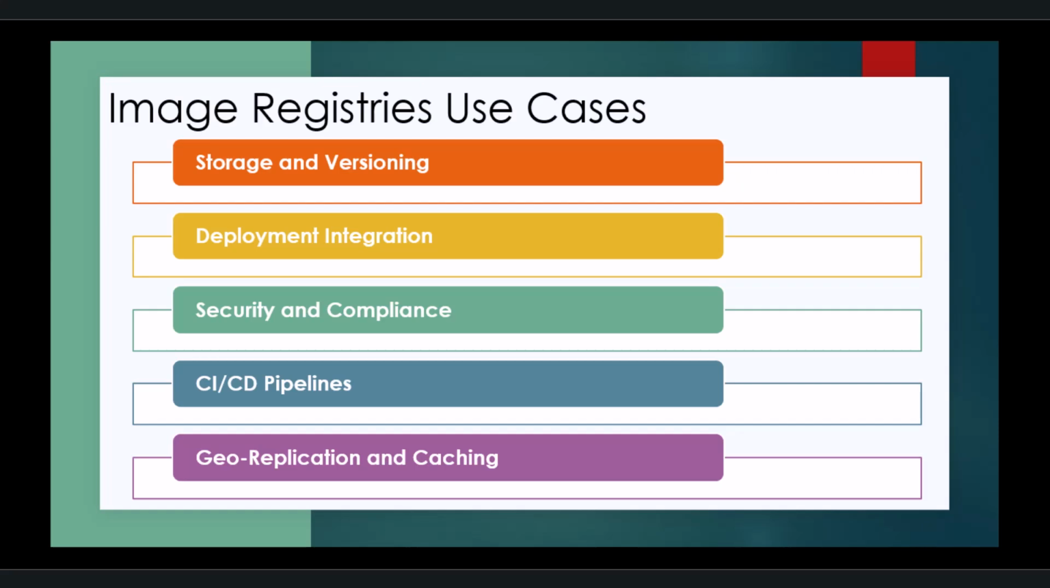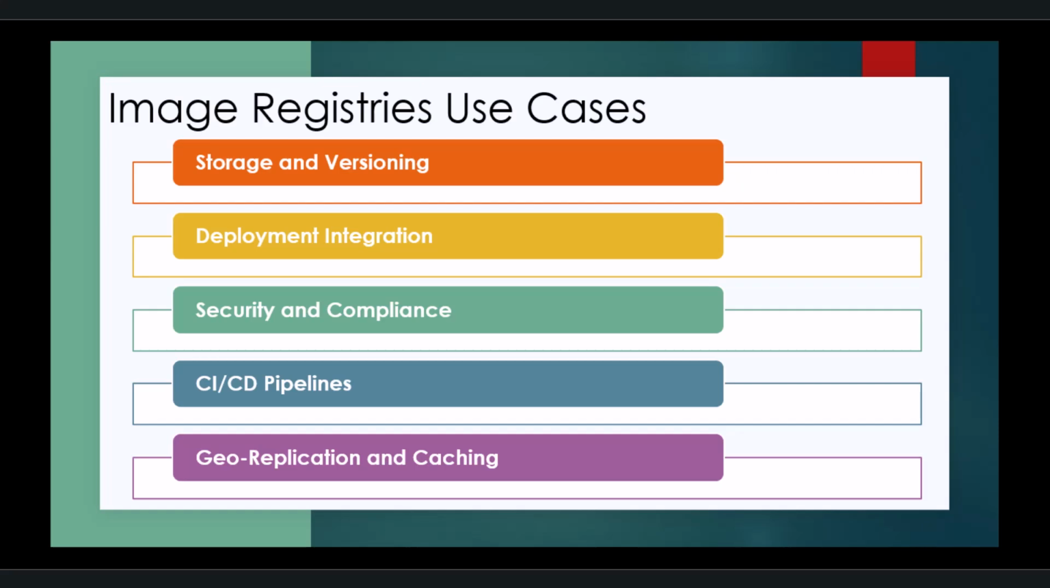Image registries store container images in a structured format, often organized by repositories and tagged versions. This way, developers can maintain multiple versions of the application. They can roll back or fall back to previous versions if necessary, and they can track changes and updates over time. A second use case is deployment integration.